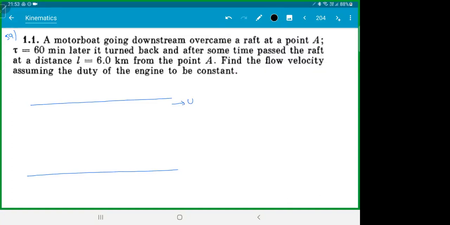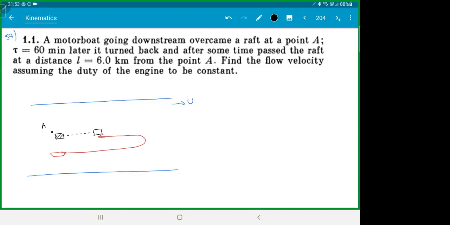This is point A here, and this is the raft. And this person here, the motorboat, after 60 minutes, it turned back and after some time passed the raft at a distance of 6 kilometers. So this thing went down, took a turn, and came back here. In this process, the raft has come from here to here. Is this making sense?